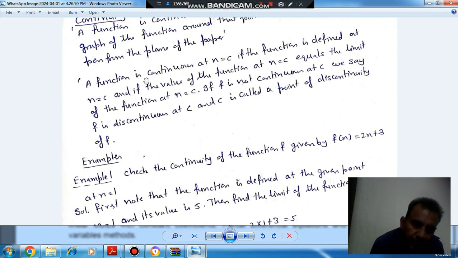Again reading out: a function is continuous at x = c if the function is defined at x = c, and if the value of the function at x equals the limit of the function at x = c. So if the limit of the function and the value of the function are the same at any point, then it is continuous at that point. If f is not continuous at c, we say f is discontinuous at c, and c is called a point of discontinuity of f.